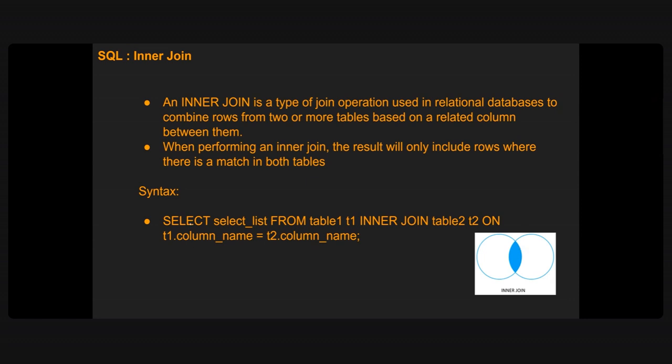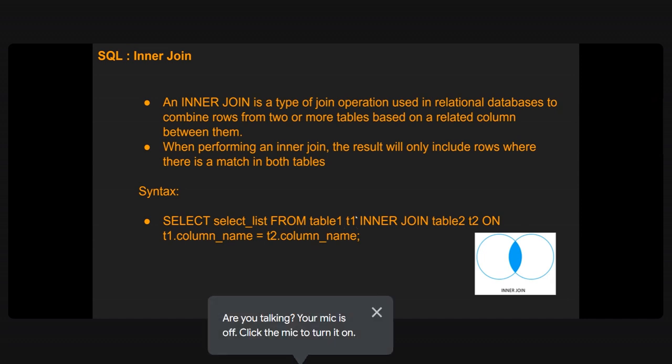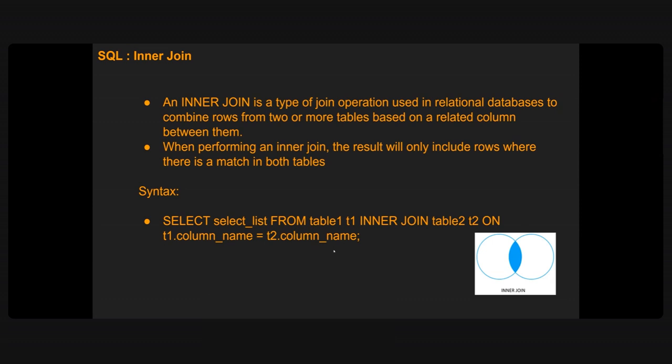And this is the syntax. Select list means column names from table 1. So I have mentioned it T1, inner join table 2, and this is the reference T2 on which column. So this is another way. Different ways you can write. But this is a little complex, we need some hands-on. So I would suggest let's get some hands-on first.